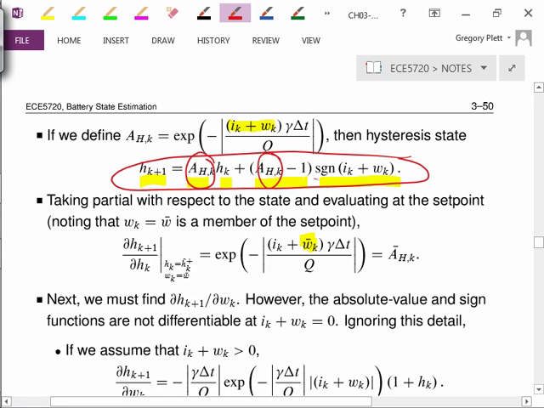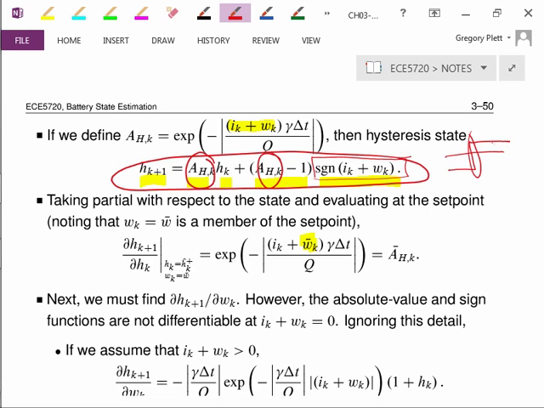But the sine function here is non-differentiable. The sine function looks like that, and at 0, the derivative is a delta function. And that's a big problem. Above 0, the derivative is 0. Below 0, the derivative is 0. Everywhere else is okay, but right at 0, we have a big problem.